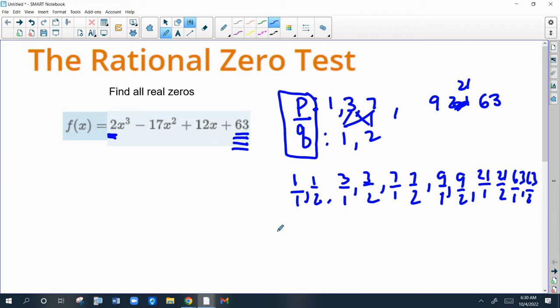So I'm just going to reduce. And by the way, these factors can be plus or minus, because 63, its factors could be negative 1 and negative 63. So I know all of them will be plus or minus. So I have 1, 1 half, 3, 3 halves, 7, 7 halves, 9, 9 halves, and so on.